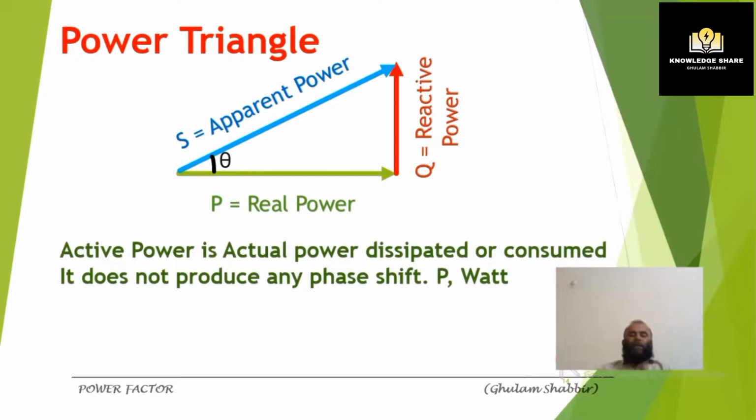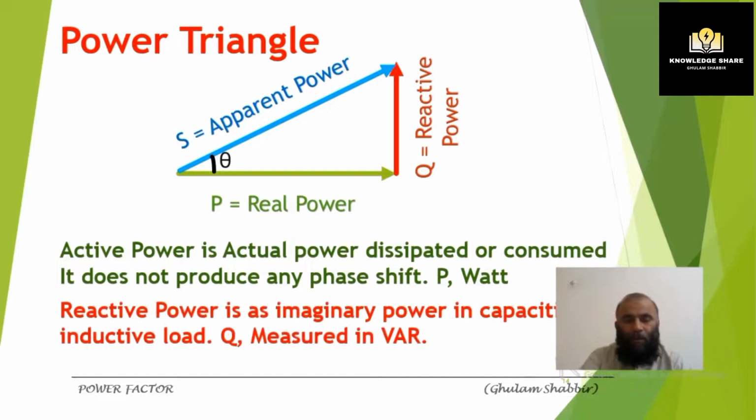Active power is basically the actual power dissipated or consumed. It does not produce any phase shift, and this power is denoted by the letter P, while the unit is watt. As far as the reactive power is concerned, it is imaginary power in a capacitive or inductive load. It is denoted by the letter Q and measured in VAR.